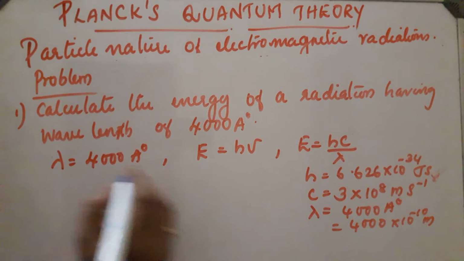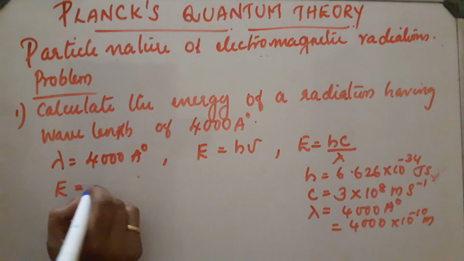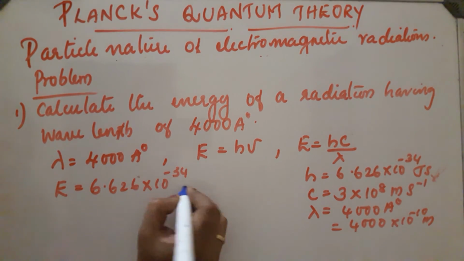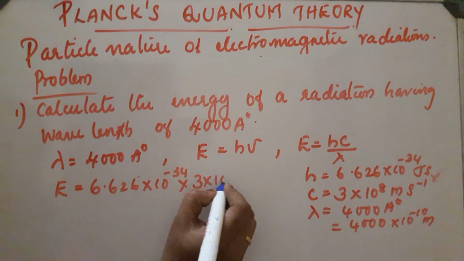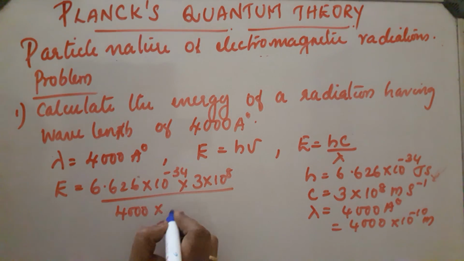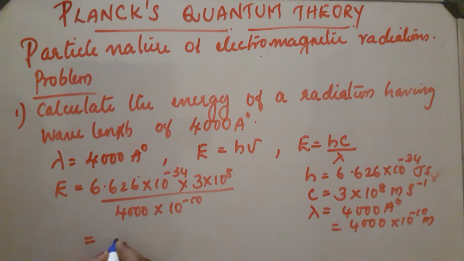Now we can substitute in the equation. E is equal to 6.626 into 10 raised to minus 34 into 3 into 10 raised to 8, by 4000 into 10 raised to minus 10. The value is 4.95 into 10 raised to minus 19 joule. This will be the answer. So like this we can easily calculate the energy of radiation by using the equation E is equal to h nu.